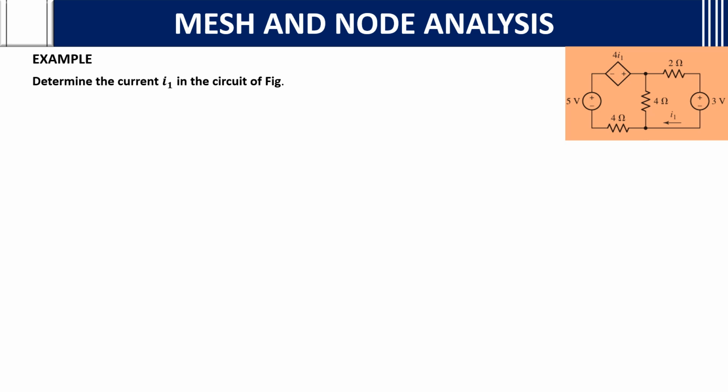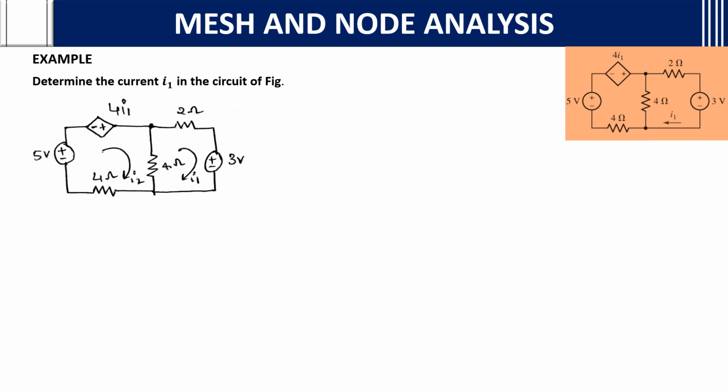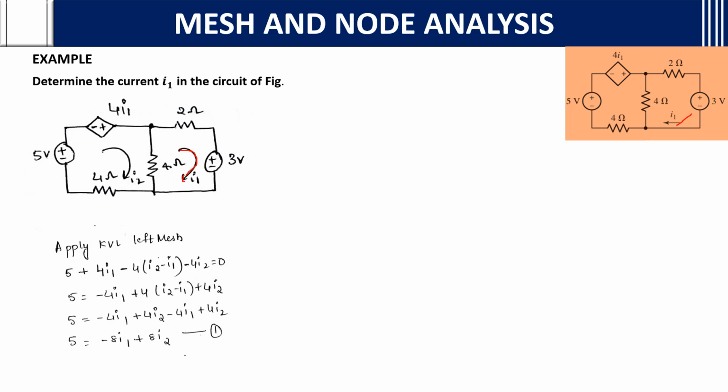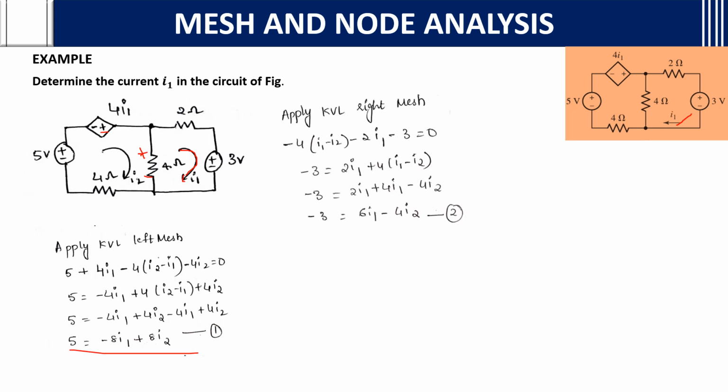Then determine the current I1 in the circuit figure. We need to find I1 in the circuit figure. Same, applying KVL. First we will take this as I2 and this as I1, because I1 is already mentioned in this question. So consider this as I1, then this as I2. Write KVL for the left mesh, that is 5 plus 4I1 plus minus 4I2, in I2 minus I1, minus 4I2. Rearranging, you will get this equation.